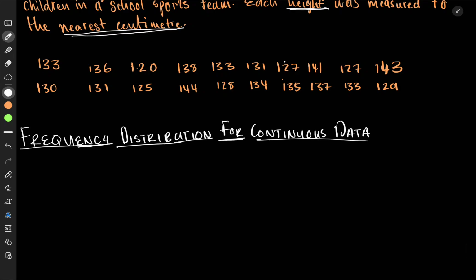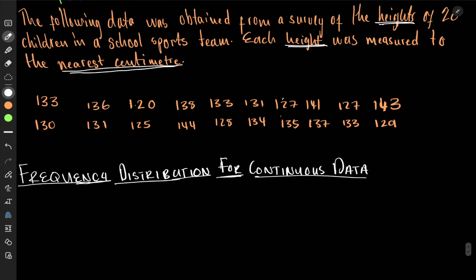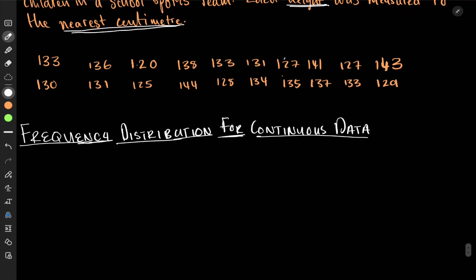We just want to make a frequency distribution for this type of data, for continuous data. Height is continuous, we've talked about it. Now we want to look at it in a question. So basically we want to see how we make the table, because a frequency distribution is a table. How are we going to do that?